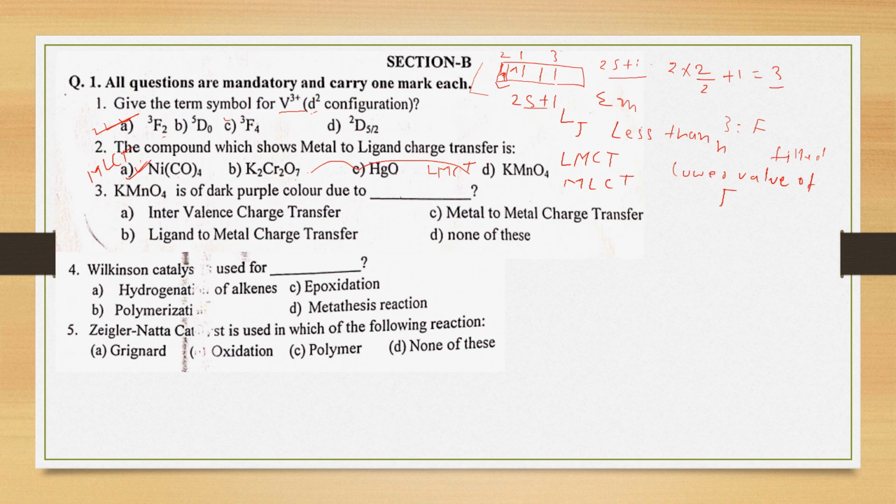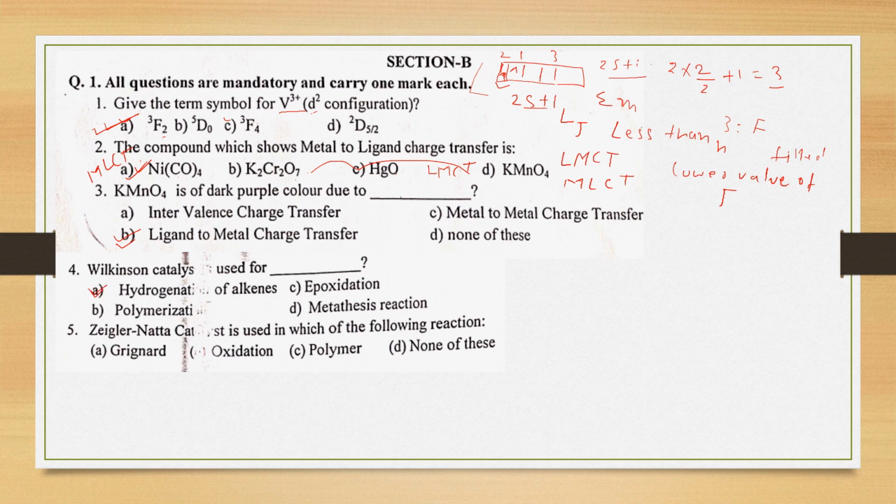Permanganate is a dark purple color due to? So we know that for the color of any complex there are two things. First is d-d transition and second is charge transfer. Okay, so in case of permanganate, this is the higher oxidation state of manganese and it is an oxide of manganese. So that's why here it would be ligand to metal charge transfer. So option B will be the right option.